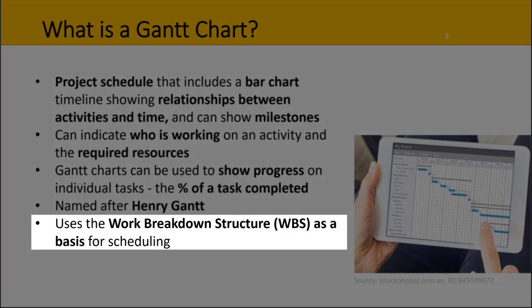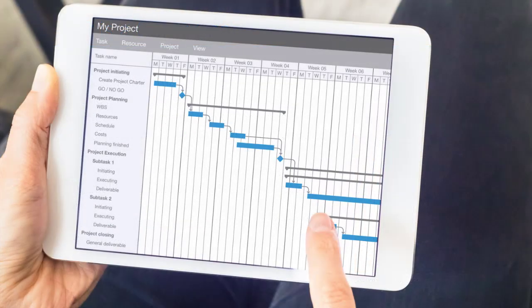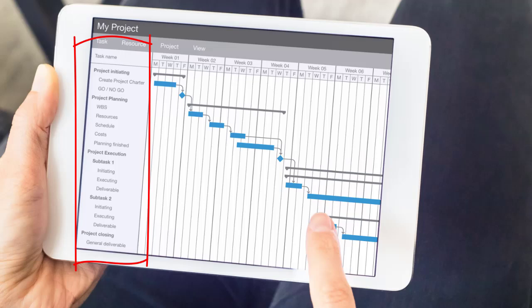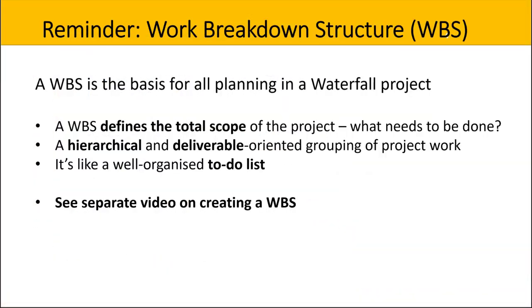It uses a work breakdown structure as the basis for scheduling, and zooming in we can see the work breakdown structure used for this project, and it follows a simple project life cycle. Project initiation activities are at the top, there are planning activities, and there are also execution activities and subtasks, followed by project closing activities. As the work breakdown structure is the basis, let's have a quick refresh.